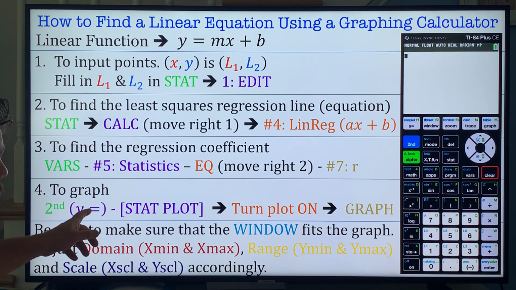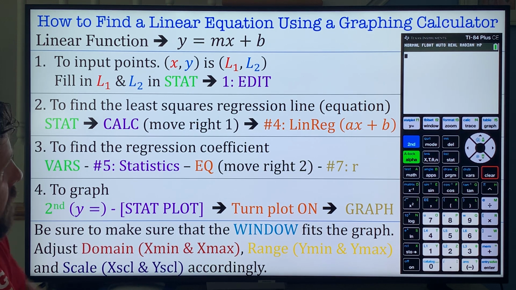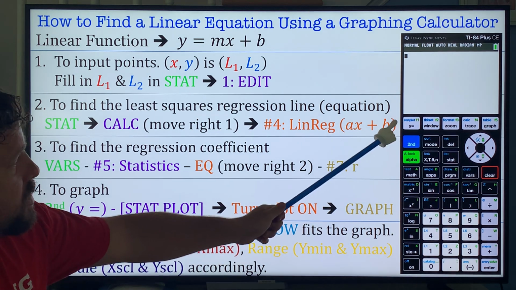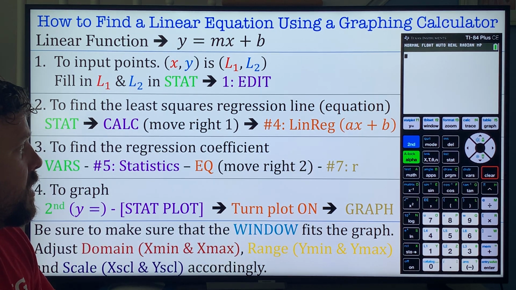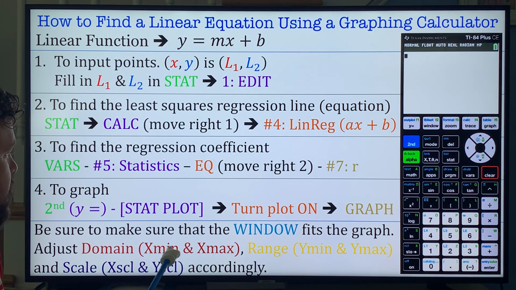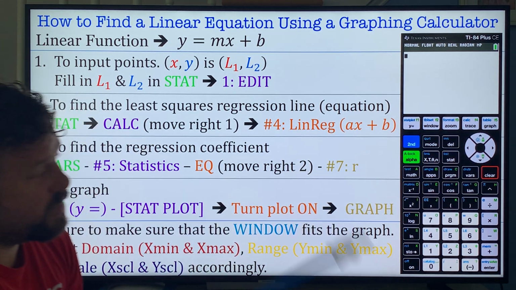You can also graph if you need to. The graphing buttons are right here. You can play around with them if you want. Pretty much what you're going to do is you just got to turn your stat plot on, okay? And then afterwards, you want to maybe set your domain and range just to make sure everything's good. And then you hit the graph button and it graphs it. All right?